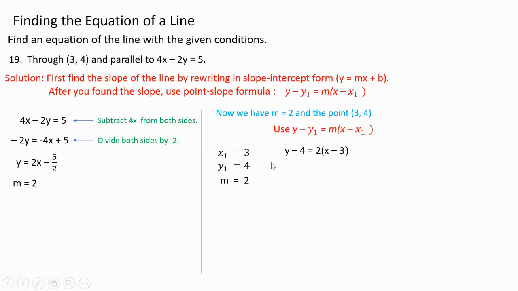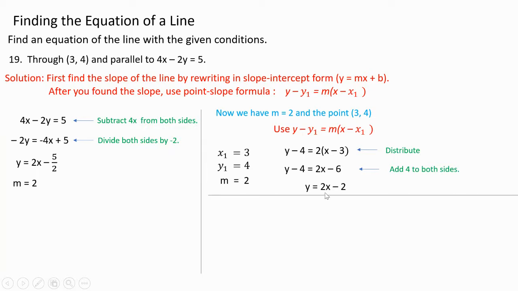Anyway, all we do is plug them in. Now we distribute, right? Then we add 4 to both sides, so we get y equals 2x minus 2. So that's my answer, my equation.